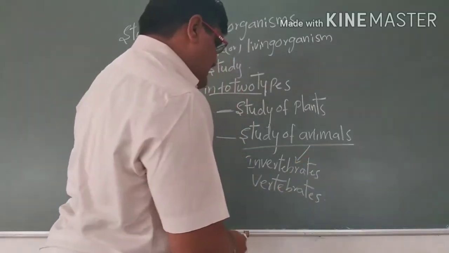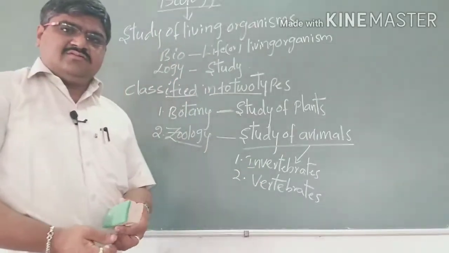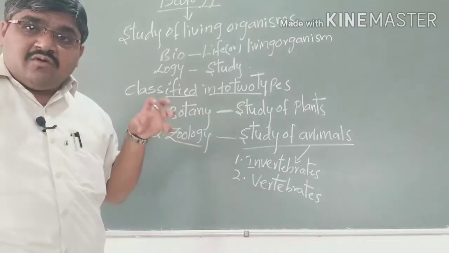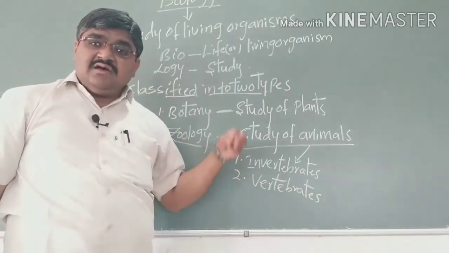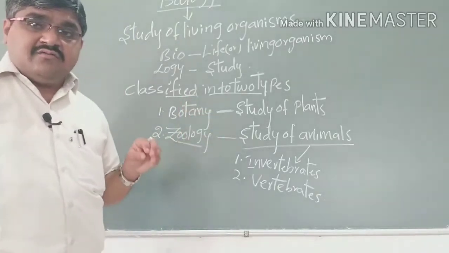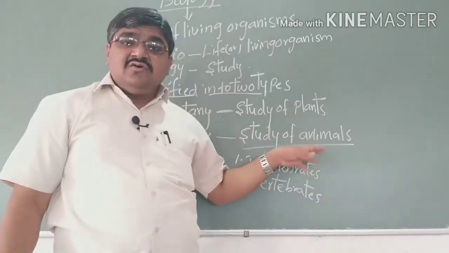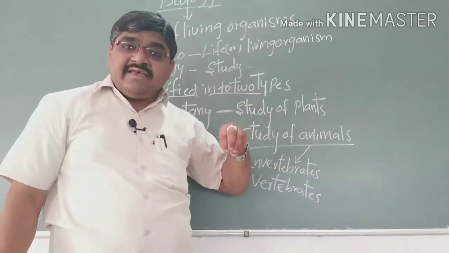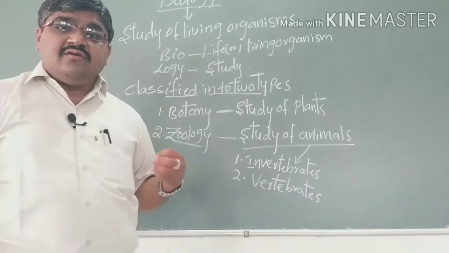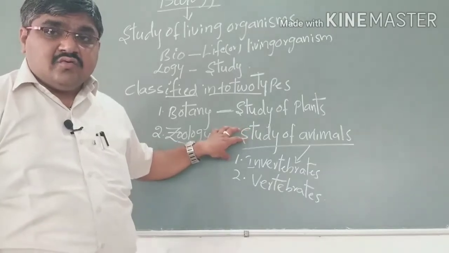So here animals are classified into two types, which we'll discuss later. Here we'll study the animals: their morphological characters as well as their physiological activities. You can also study the anatomy of the animals and their various structures. We will also discuss the diseases caused by animals, what types of diseases are caused and how to cure them. That topic we can call zoology.